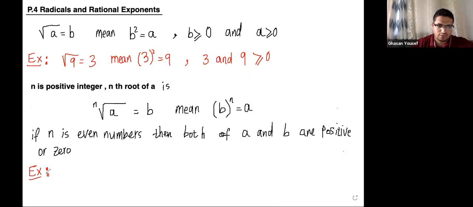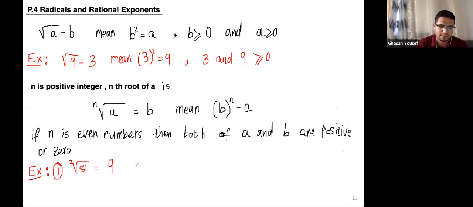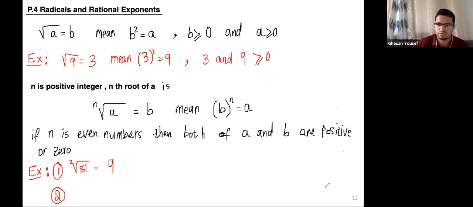What is the square root of 81? What is the answer here? 9, exactly. Why? Because if I multiply 9 by itself, or 9 to the power 2, they give me 81. So this is correct. The second one, I'm going to do it in the back. Go to the next slide.